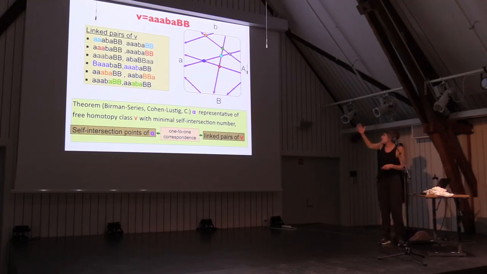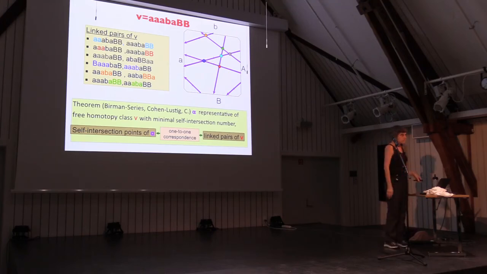In particular, each intersection point is labeled by a pair of subwords, but that's too much information. If you want to know the self-intersection number, you just count how many you have. You have to think of the word as cyclic, right? You go around and around.